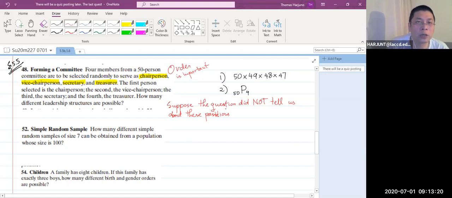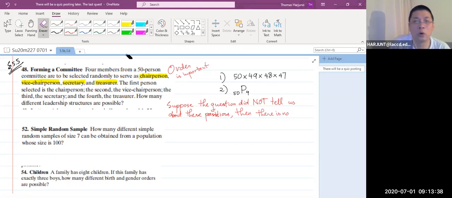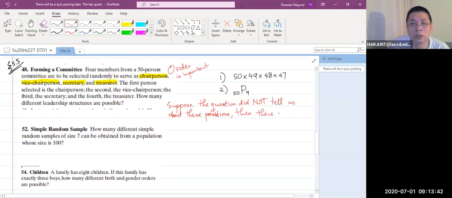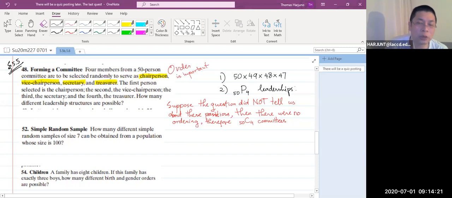So let's say 4 members are to be selected from 50 people to form a committee. Then how many committees are possible? Then the order is not important. I think I should say then there is no ordering. It's a conditional sentence, right? There is no ordering, and therefore there will be 50 choose 4 committees. Here, 50 permute 4 leaderships, because the order is important.